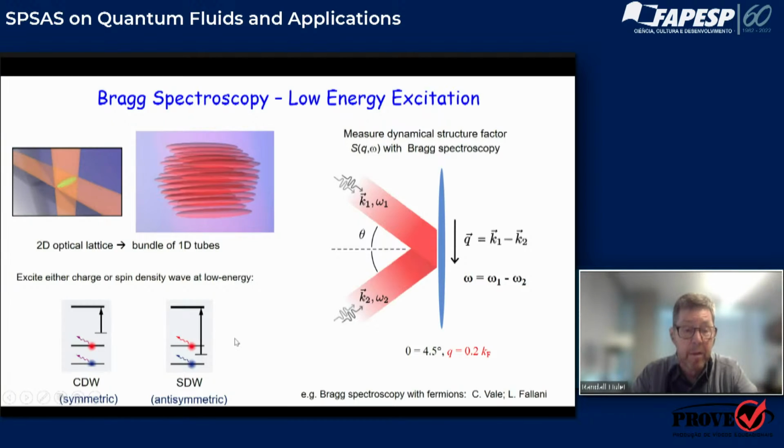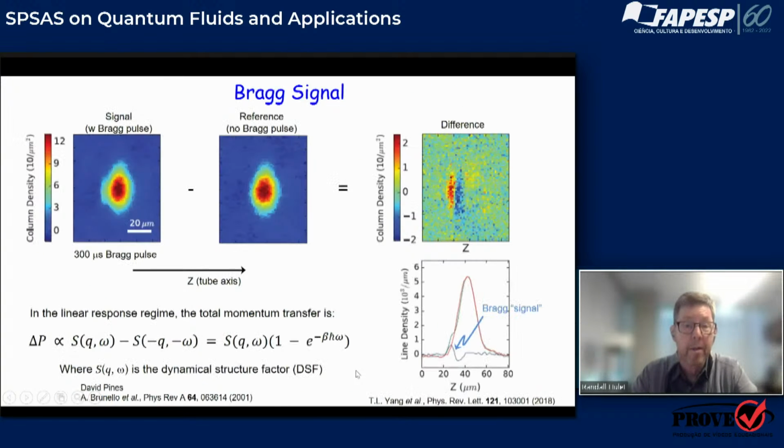fact that you can excite symmetric modes that give you excitations of just the charge or the density wave, or you can excite just spin waves, and you can do that completely independently. So the spin wave can be excited independently of the charge wave. All right, so this is what the Bragg signal looks like.